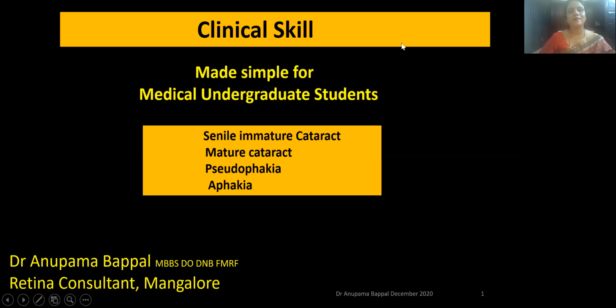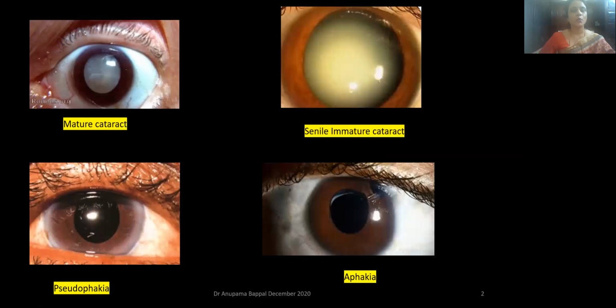Hi friends. Today I will be talking on clinical skill made simple for medical undergraduate students. So one such clinical skill which we stress on is appreciating mature cataract and immature cataract. We teach them the concept of iris shadow, and to appreciate pseudophakia, where we teach them how to appreciate glassy reflex and aphakia.